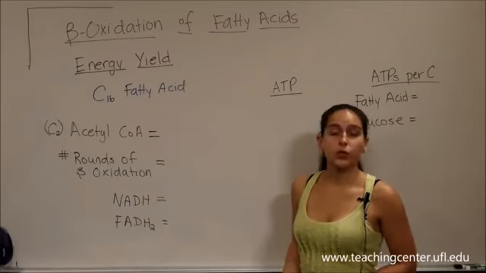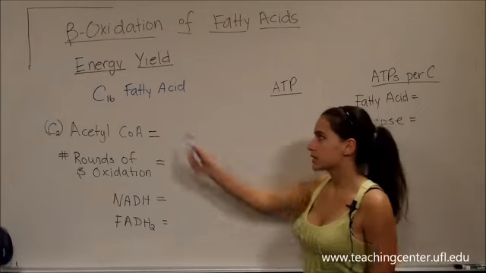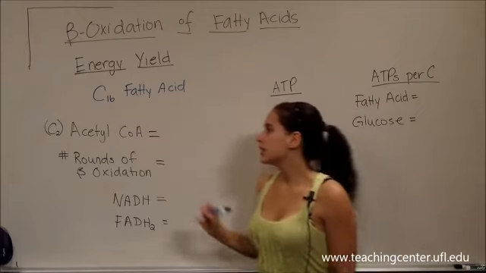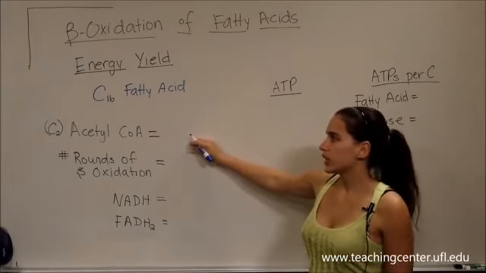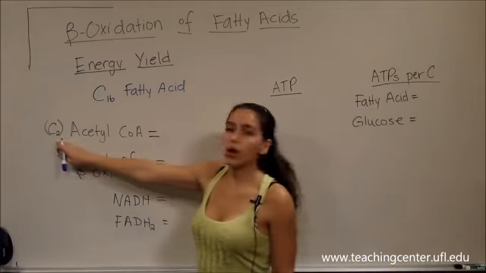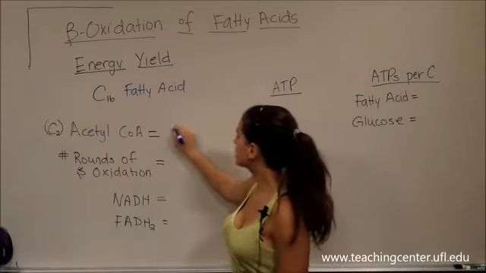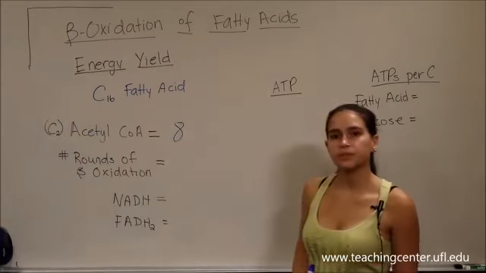So how much energy do we get from beta oxidation? Well, let's look at the example we have been using of the 16-carbon fatty acid. How many acetyl-CoAs do we get per 16 carbons? Well, if acetyl-CoA has 2 carbons, then we just divide by 2. That's going to give us 8 acetyl-CoAs.